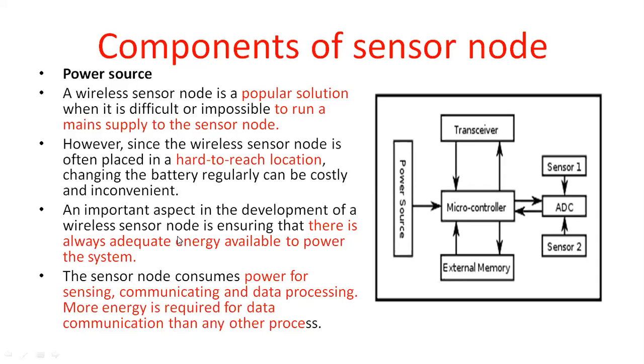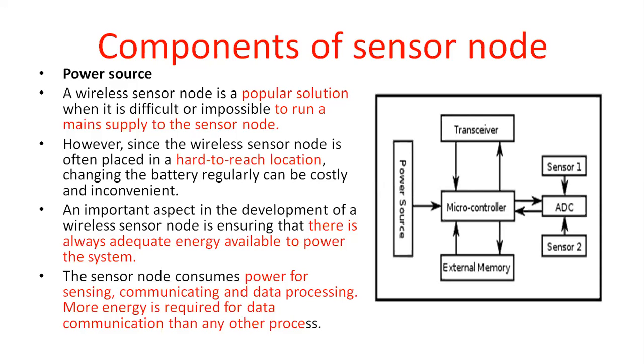But what is another thing here? The wireless sensor network is placed in a hard to reach location. That means we cannot open that battery in that place. Charging the battery regularly can be costly and inconvenient. That is the main reason you are placing the battery in a hard to reach location, very difficult to reach. Same thing with your mobile phone if the battery is in a hard to reach location. The sensor node consumes power for sensing, communicating, data processing, and more energy is required for data communication than any other process.